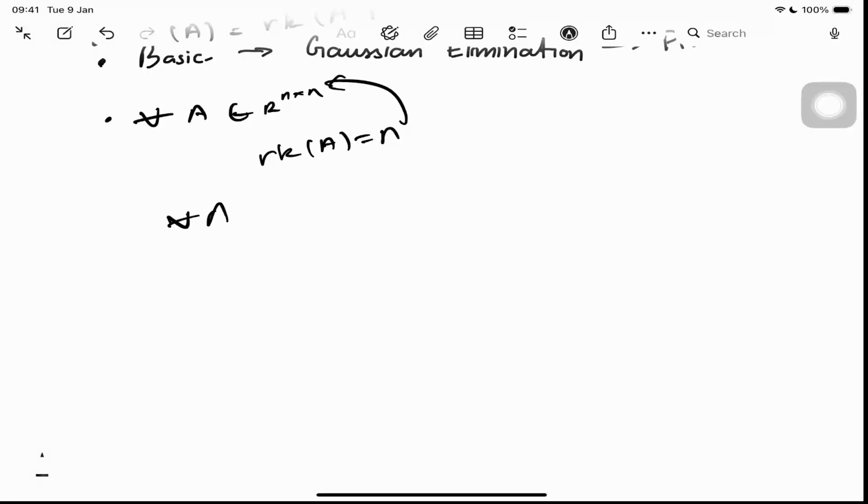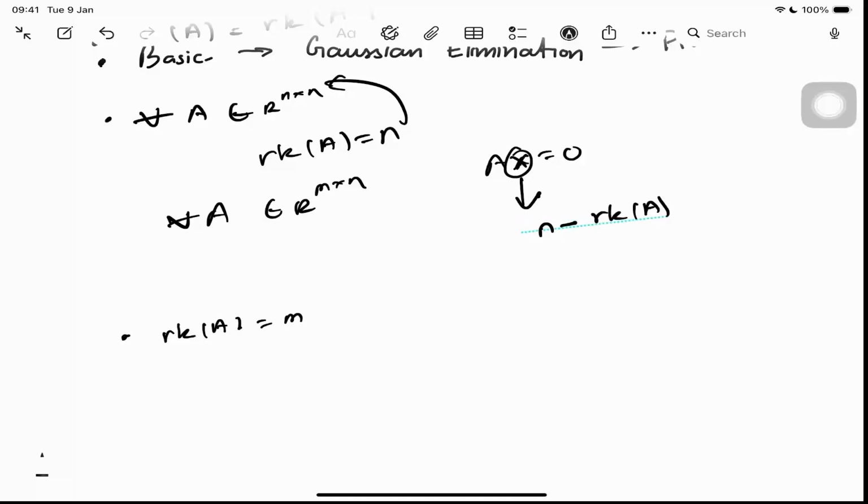Next, for all A which is of m cross n space, the subspace of the solution for Ax equals 0 has the dimension n minus rank of A. And last, rank of A is at most the minimum of m or n, which are the dimensions. If the rank is either m or n, the minimum of them, it's called full rank. Else we call it rank deficient.